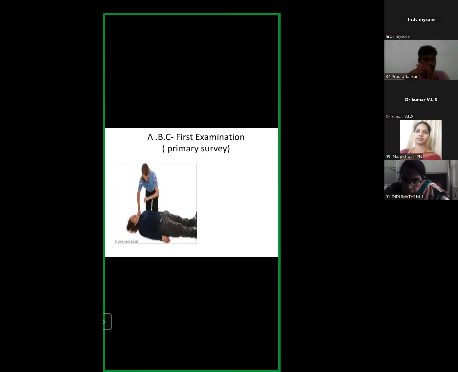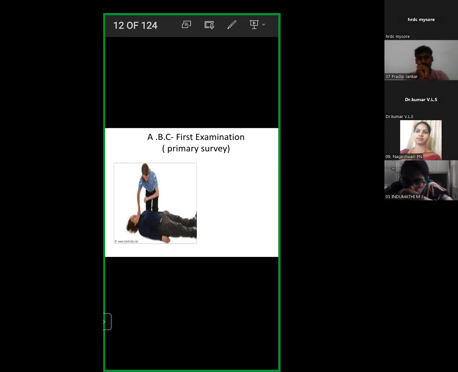So when we rescue, first we try to save their life. We try to protect them. We try to preserve their life. So all these things take importance. In this, remember the ABC. ABC means airway, breathing, and circulation. These three are the important parts, that is ABC.